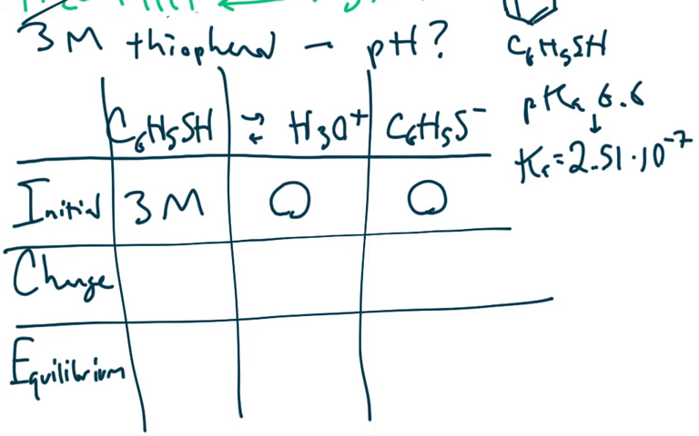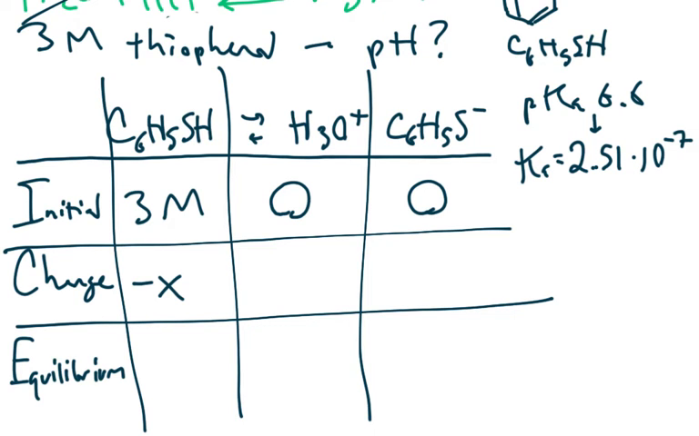So now we have to look at the change. We don't know the change. That's why we're doing this table. So we're going to say that we use up X amount of our thiophenol. So I'm going to say minus X, because we're going to end up with less of it because some of it reacted.